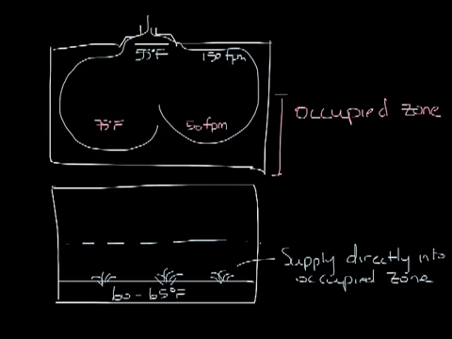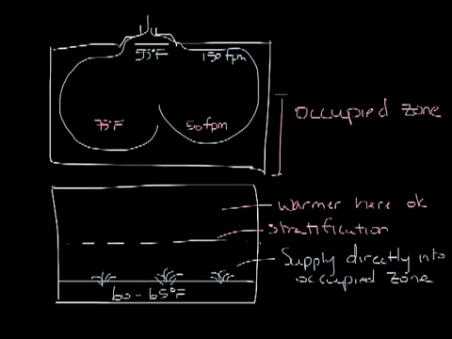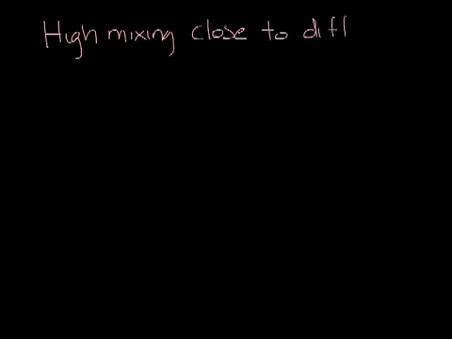So what you end up with is a stratified layer that you don't want to break, where warm air is at the top and somewhere in the middle, somewhere between say 4 or 5 feet, there's a stratification layer. UFAD systems use diffusers designed to provide high mixing as close to the diffuser face as possible so that you can get to 75 degrees and 50 feet per minute close to the diffuser.